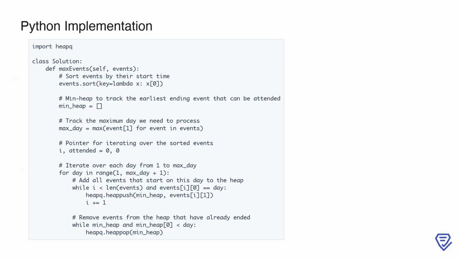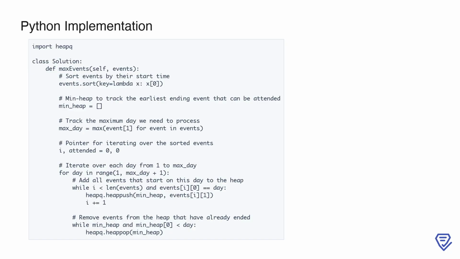To solve this problem, we start by importing the heap library, which we'll use to manage a min heap. Then we define a class Solution and its method maxEvents. The first step inside the method is to sort the list of events based on their start times, which allows us to process them in the correct order. Next, we initialize a min heap, which will help us track the events by their end times. This is crucial because we want to attend the event that ends the earliest.